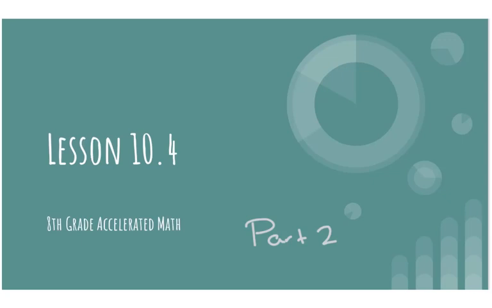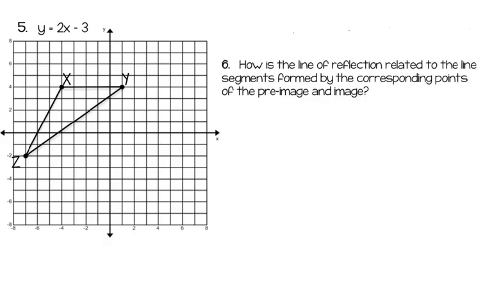This is part 2 for lesson 10.4, and we're talking about reflections. Okay, continuing on, this time we are going to reflect across this line, y equals 2x minus 3.